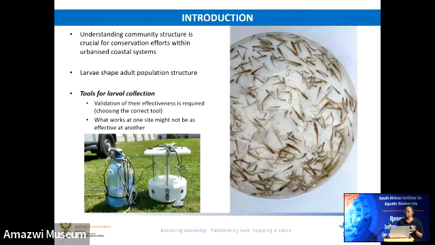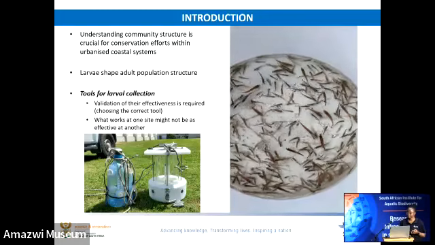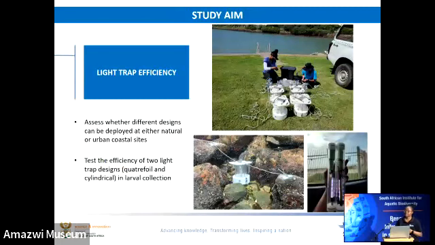So this pilot study for me was trying to validate the efficiency of two designs that I had at my disposal. And also because sometimes what you're finding working in natural rocky shores might not be working in urban sites, and the other way around, what works at urban sites might not actually be as efficient in natural rocky shores. So I wanted to test whether different designs of light traps can be deployed at either the natural sites and the urban sites. And also I wanted to test their efficiency in terms of collecting the actual larvae.